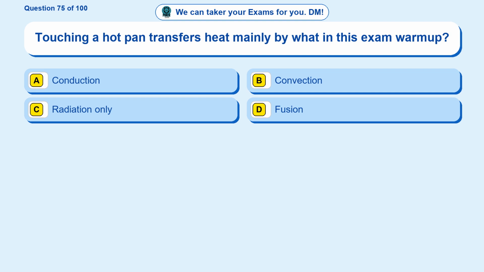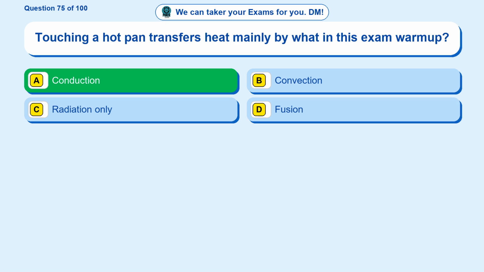Question 75. Touching a hot pan transfers heat mainly by what in this exam warm-up? Option A, conduction. Option B, convection. Option C, radiation only. Option D, fusion. The correct answer is option A.